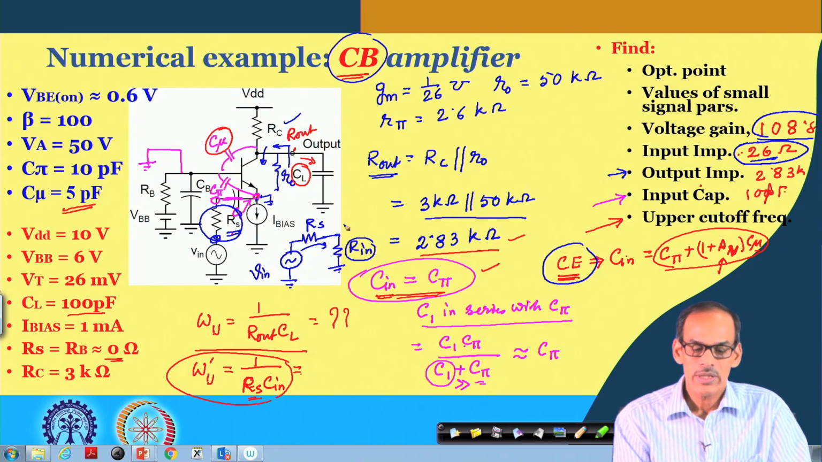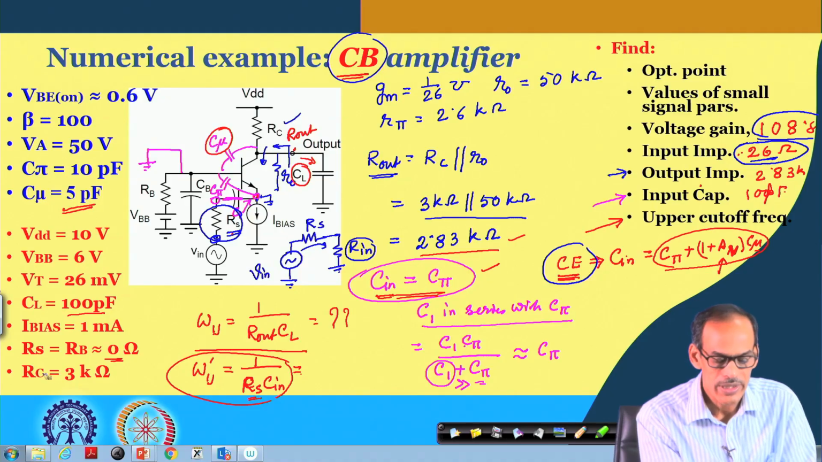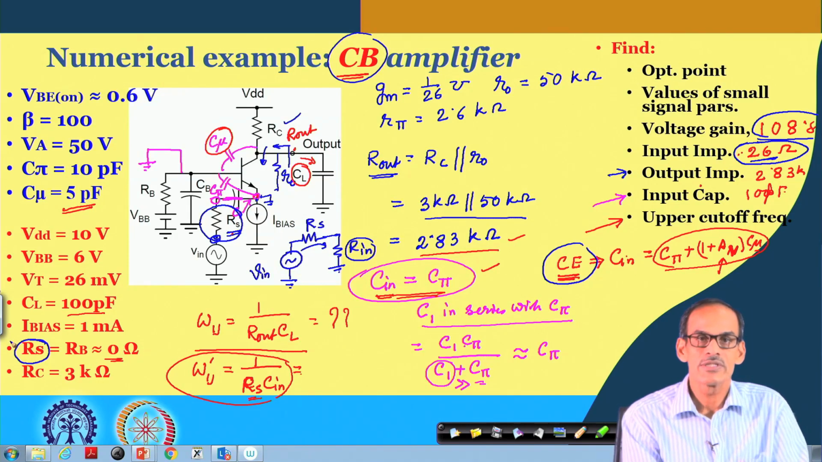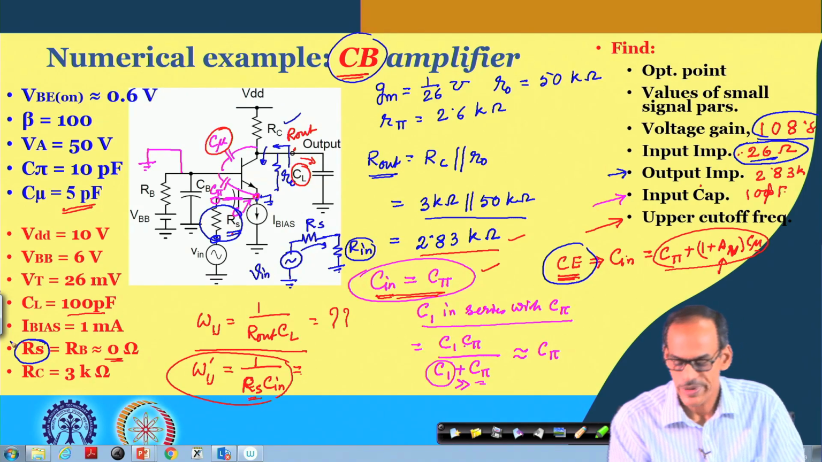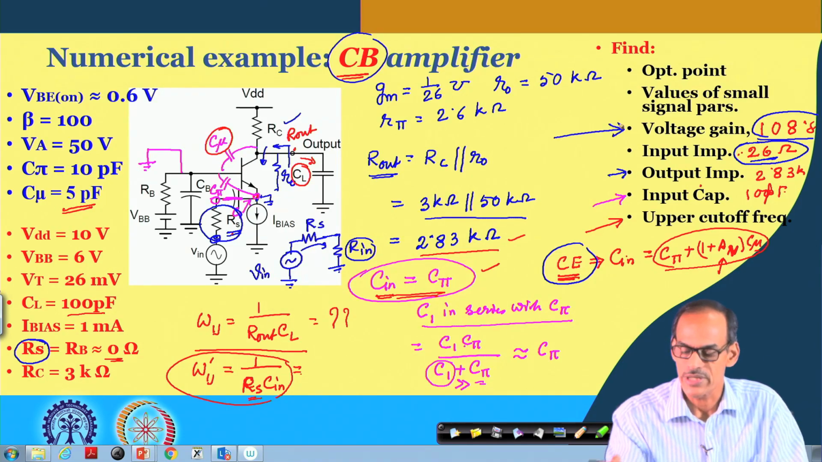So, in the next numerical example, instead of considering R s as 0 ohm, we will take some practical value. Rest of the things we will keep as is, and then we can see what will be its consequence, particularly on the voltage gain.